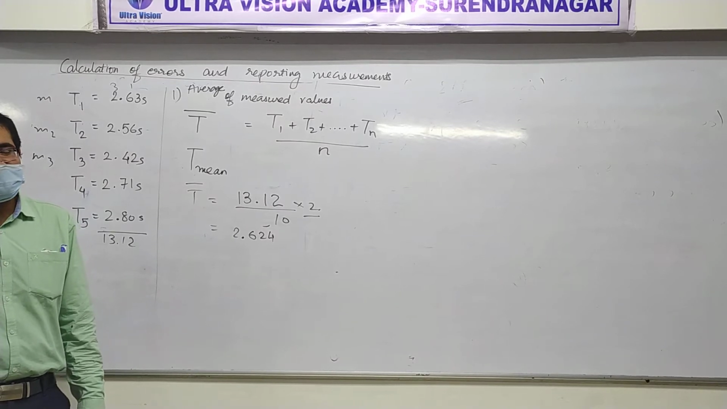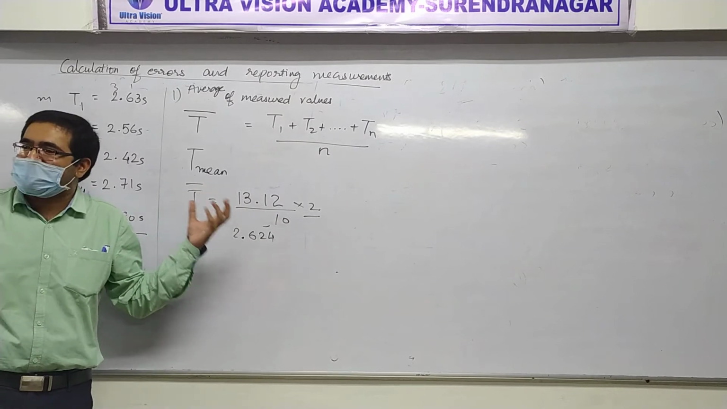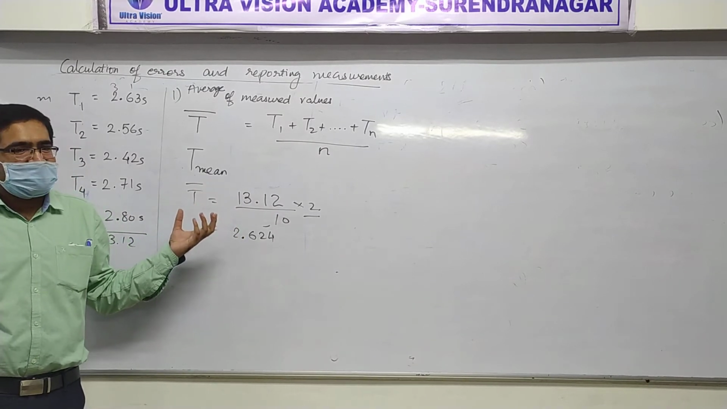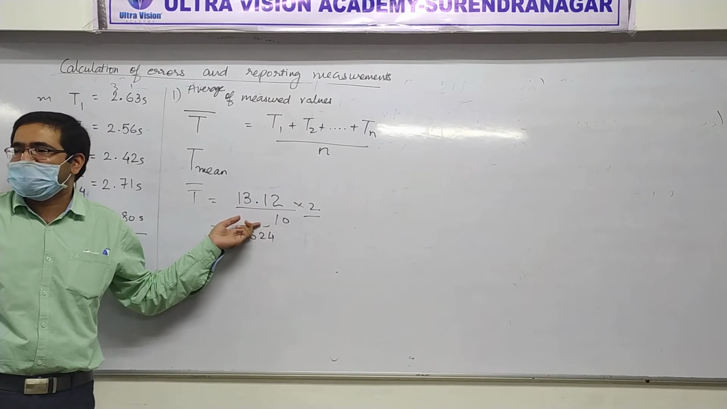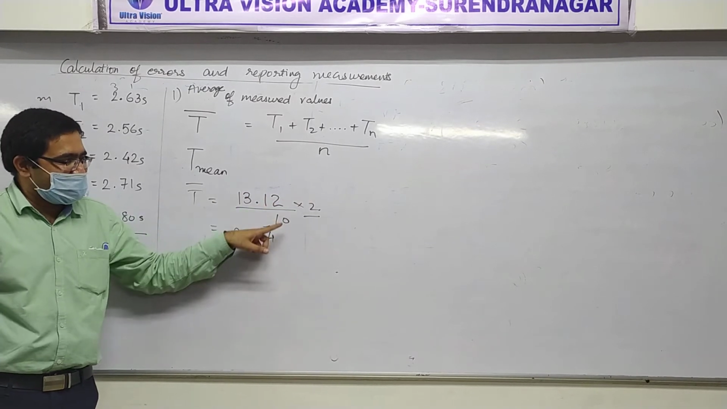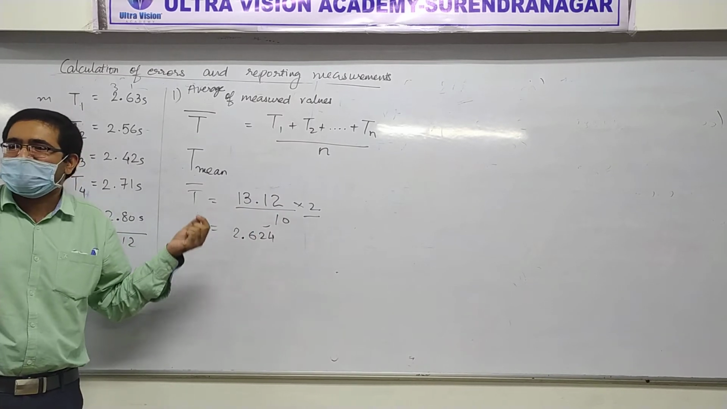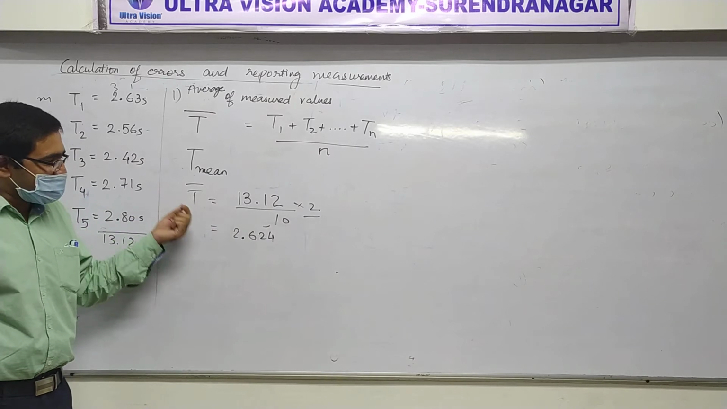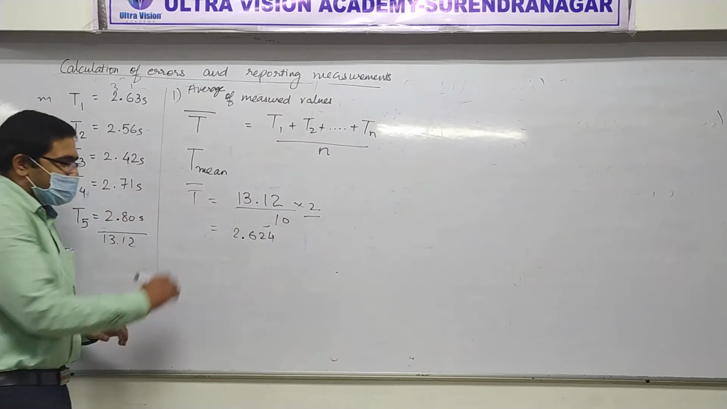Yes or no? Okay, it gets done quickly. There are so many tricks to do that. Clear or not? Instead of dividing by 5, what did I do? I multiplied by 2 and now I divide by 10. Dividing by 10 is so easy, isn't it? You just have to shift the point. Correct or not? So this is 2.624. Clear? Okay, so this is T bar.